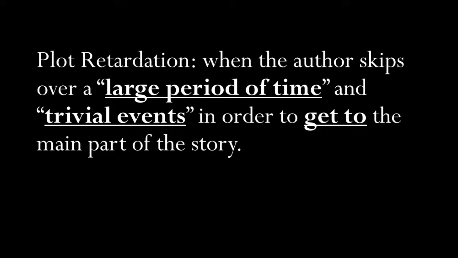Now, let me explain why it's called plot retardation. The word retardation means slow, incomplete, or simple. So if a writer doesn't want his story to be slow, he'll purposely skip over large periods of time and minor events in order to get to the main part of the story. But in doing that, the story is incomplete, and it's a simplified version, hence the name plot retardation.